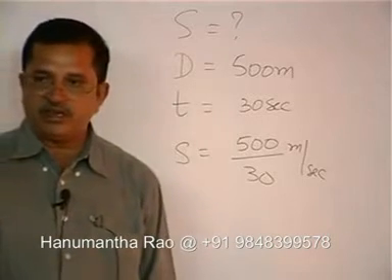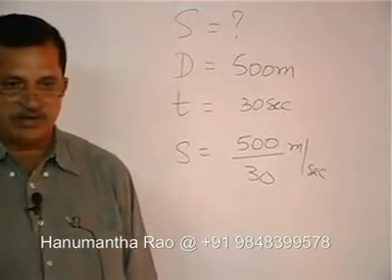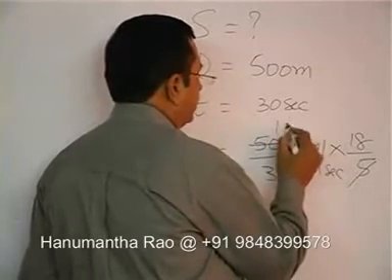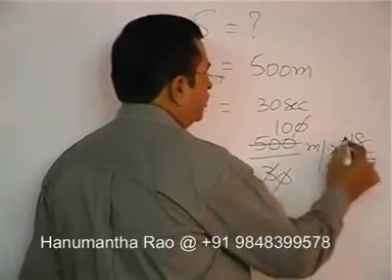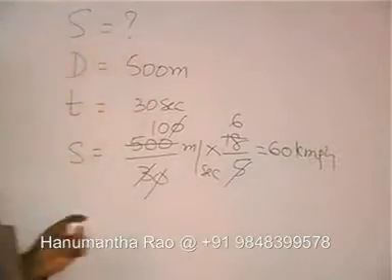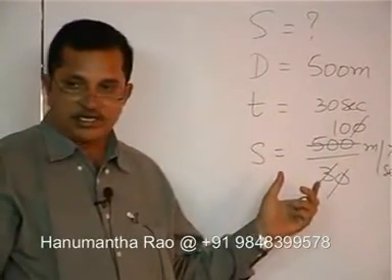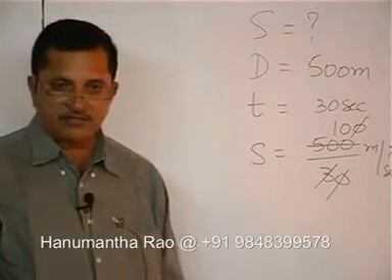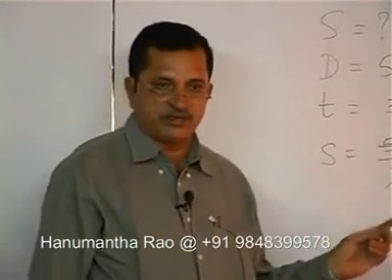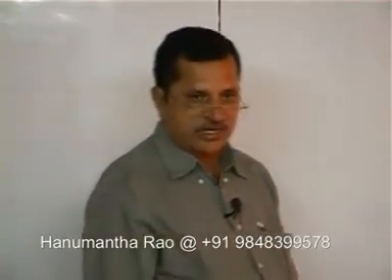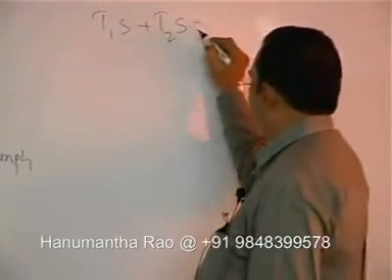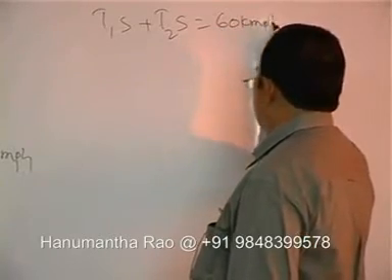And usually train speeds we mention in kilometers per hour, is it not? So convert this into kilometers per hour, multiplying by 18 by 5. We get 60 kilometers per hour. The speed what we got here is relative speed, is it not? Since both the trains are moving in the opposite direction, train 1 speed plus train 2 speed is 60 kilometers per hour.